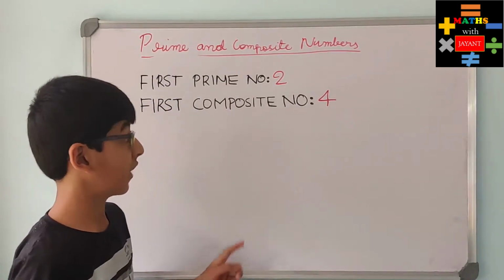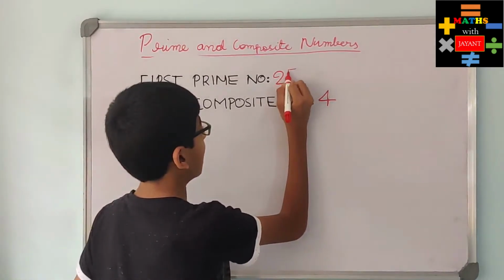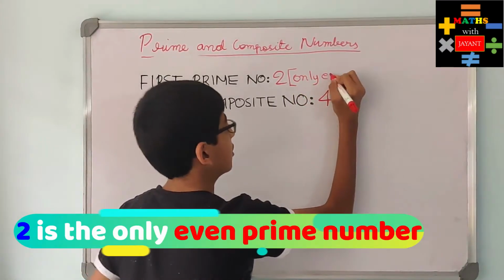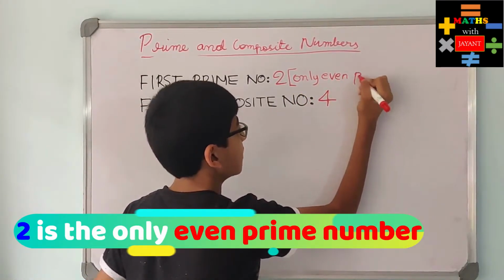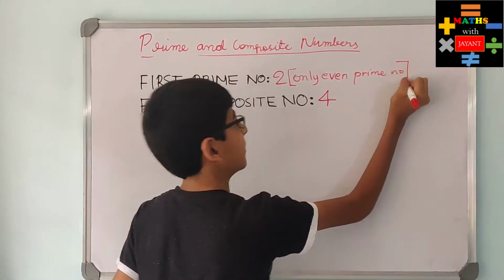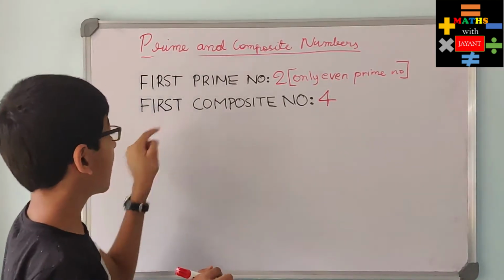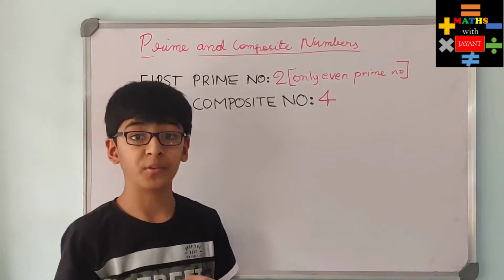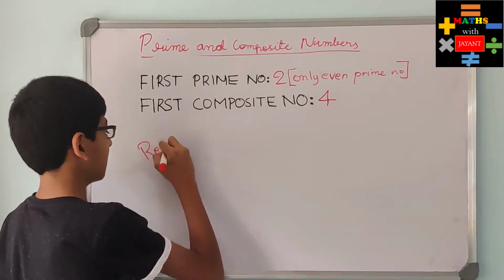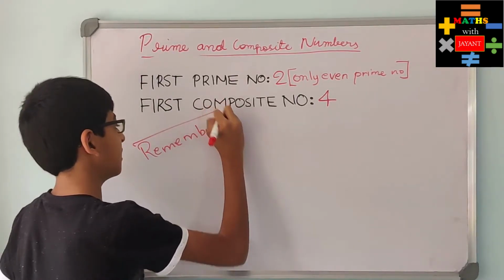Now let us discuss a fact about the prime numbers. 2 is one prime number, that is the only even prime number. So this is the first or the smallest prime number and the first or the smallest composite number. Now let us remember these terms.